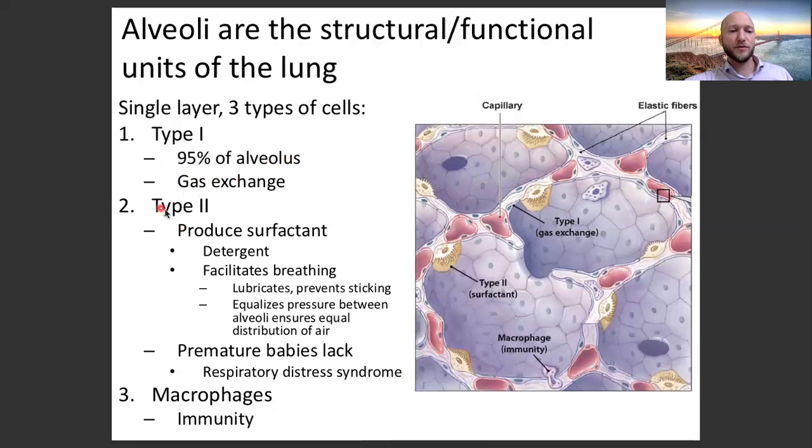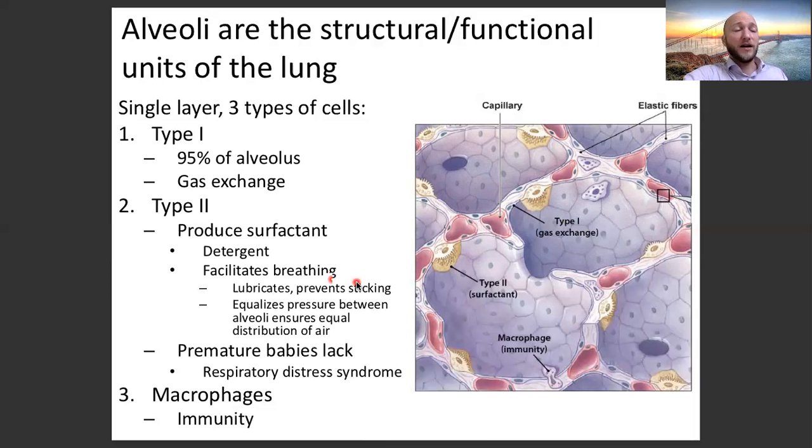Type 2 pneumocytes produce surfactant. Surfactant is a detergent, so it's an amphipathic molecule, and it facilitates breathing by lubricating the alveoli and preventing sticking. We don't want our alveoli to get stuck closed. We need them to stay open. We need them to stay inflated like a balloon. So this surfactant helps keep the lungs open, helps stop them from sticking together. It keeps them open, makes it so that they can move.